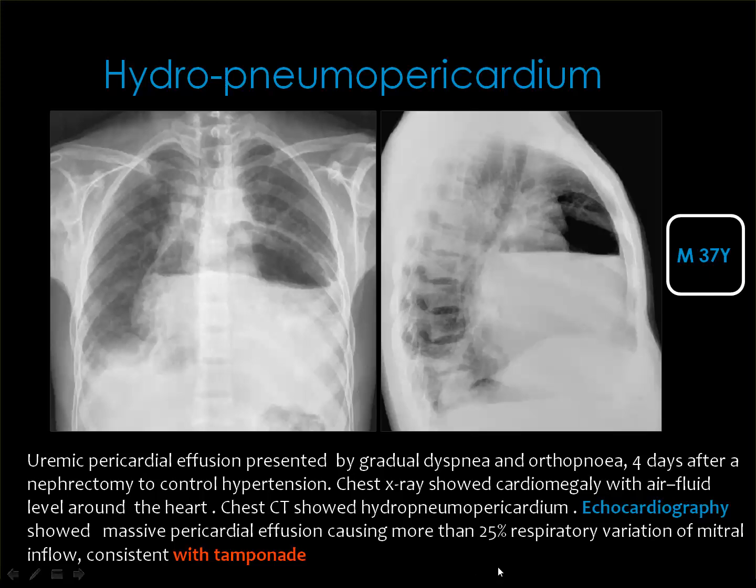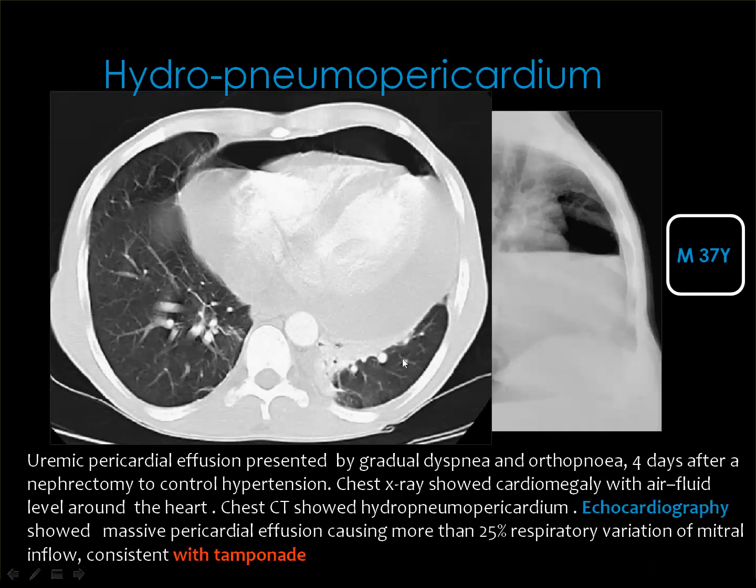And this is what we call hydropneumopericardium. You get fluid as well as an air-fluid level within the pericardium, and the CT scan showed the presence of fluid and air within the pericardium. But in echocardiography, there was a massive pericardial effusion causing more than 25% respiratory variation of the mitral inflow, which is diagnostic of cardiac tamponade.